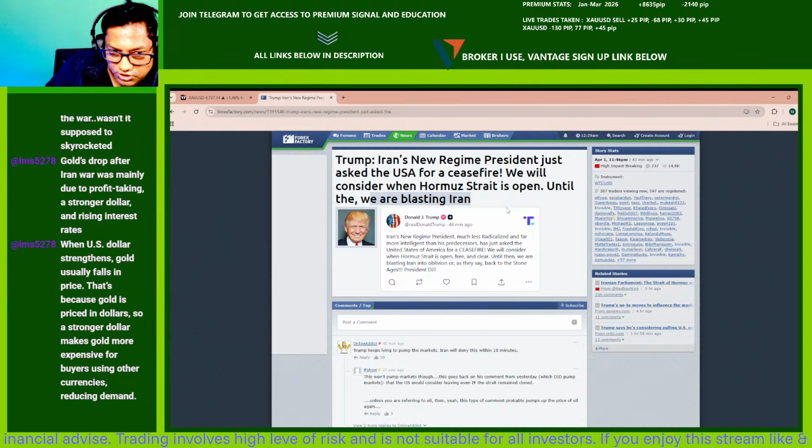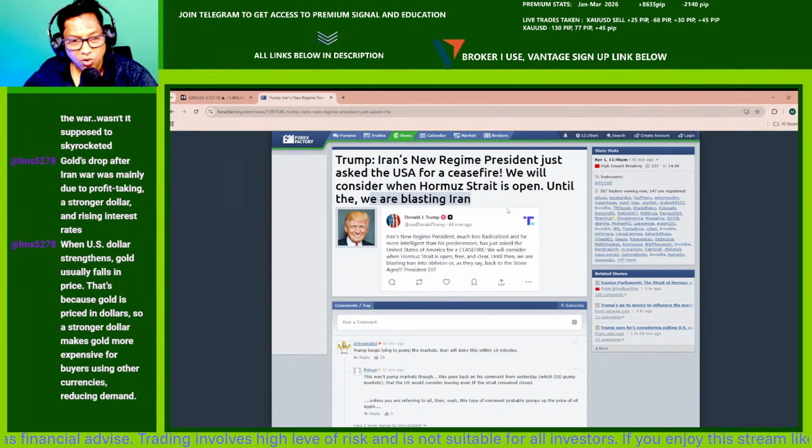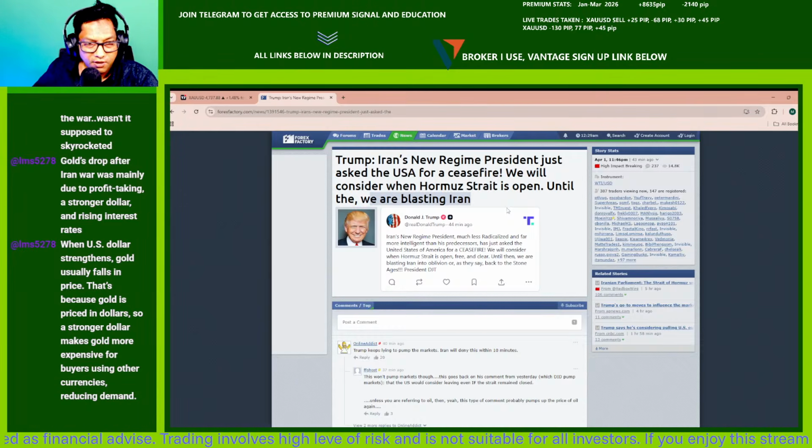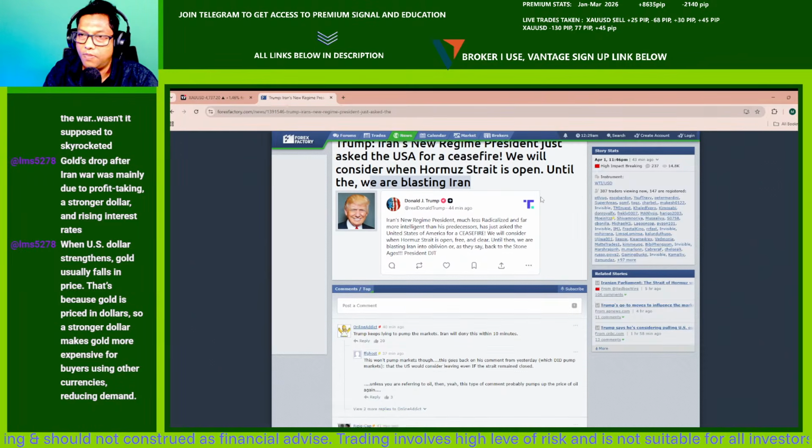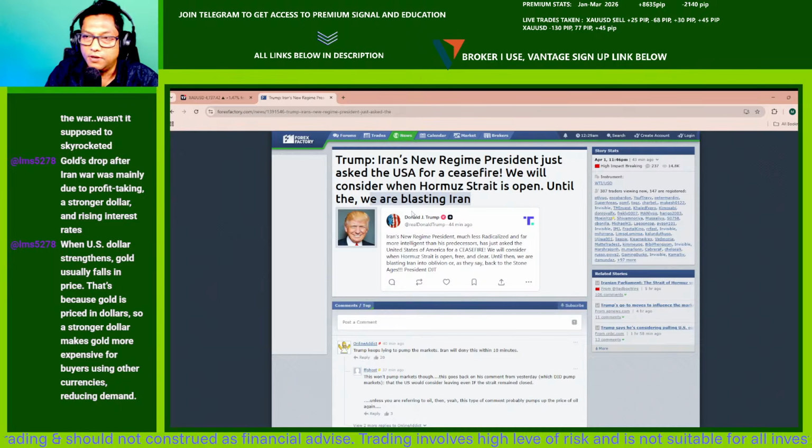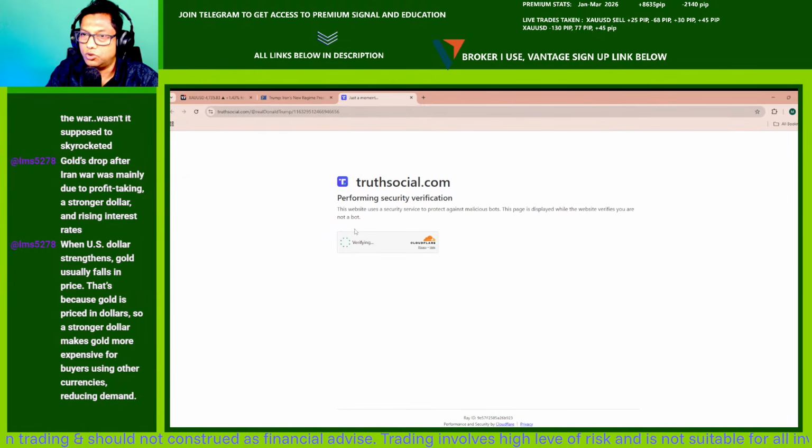Okay, so when the US dollar strengthens, gold usually falls in price. That's because gold is priced in dollars, so a stronger dollar makes gold more expensive. Exactly. Gold trades against the dollar, right? So there's a Truth Social post.